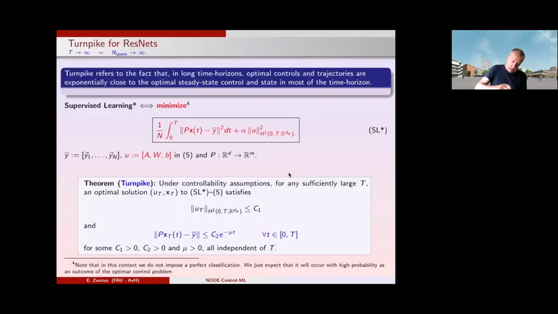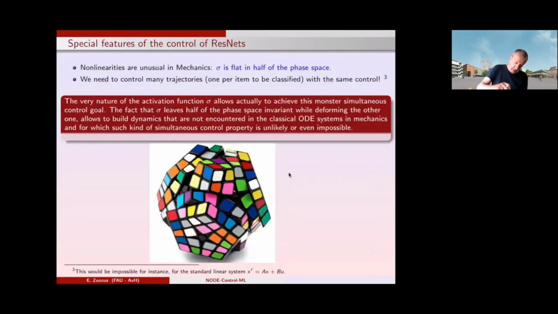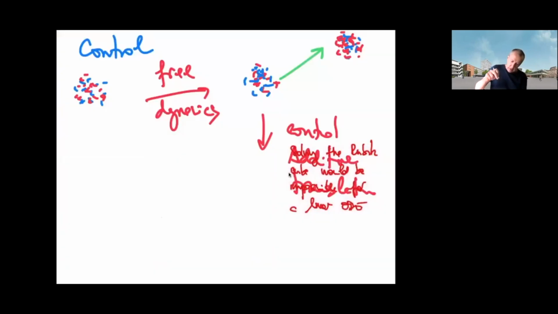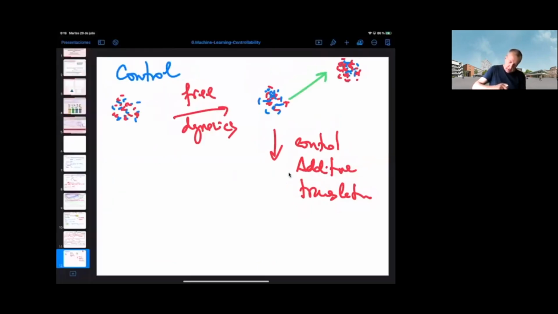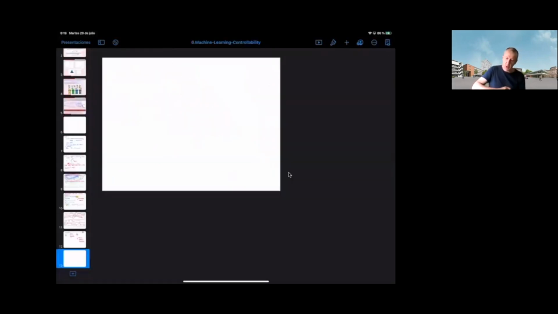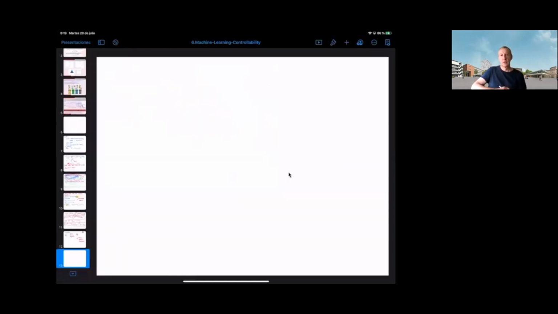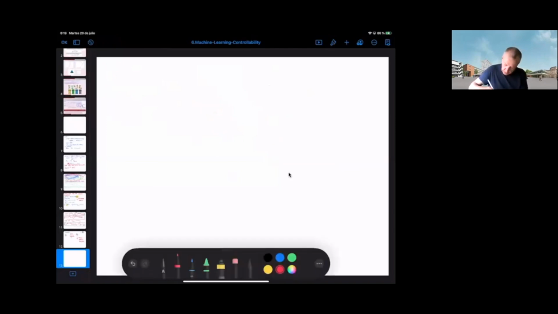So actually, in this context, we can understand a bit better by saying, well, listen, let me try to understand better why I cannot simultaneously control the linear system. The reason is the following. Consider again the linear problem.